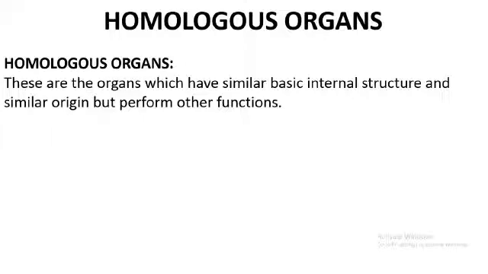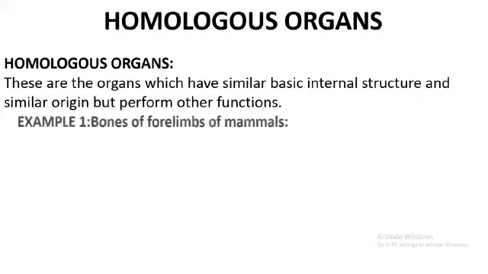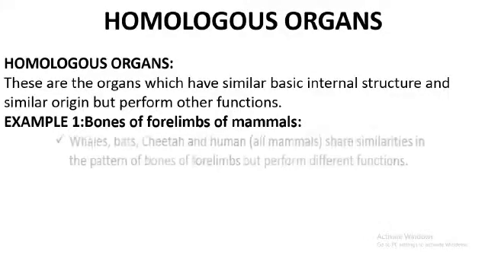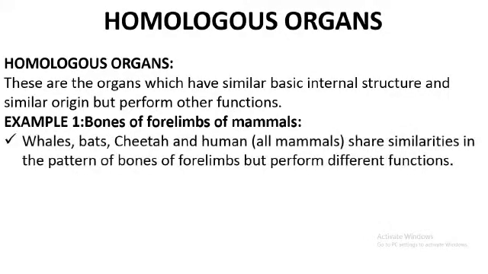Their structure is same. Internal arrangement of the structural pattern is same. But function is different. So you have got different examples. Let us take the first example. Bones of forelimbs of mammals like whales, bats, cheetah, human.